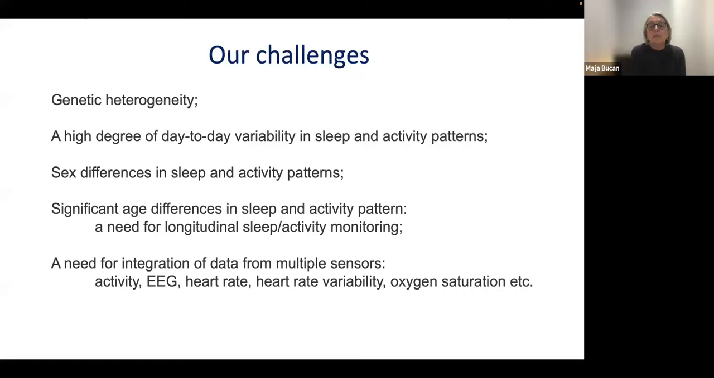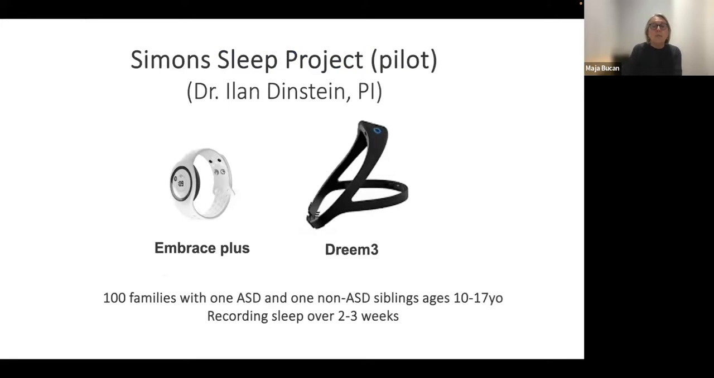And then finally, the research device that we are using right now detects angle, activity, temperature, and light. It would be important to combine that with additional data such as heart rate variability, oxygen saturation, and, more importantly, EEG, electrical activity. And this is a great opportunity for me to present a very exciting project that is going to be launched, I learned, next week, a Simons pilot project directed by Dr. Ilan Dinstein, who is actually going to join us today for a panel where you will have a chance to ask us questions.